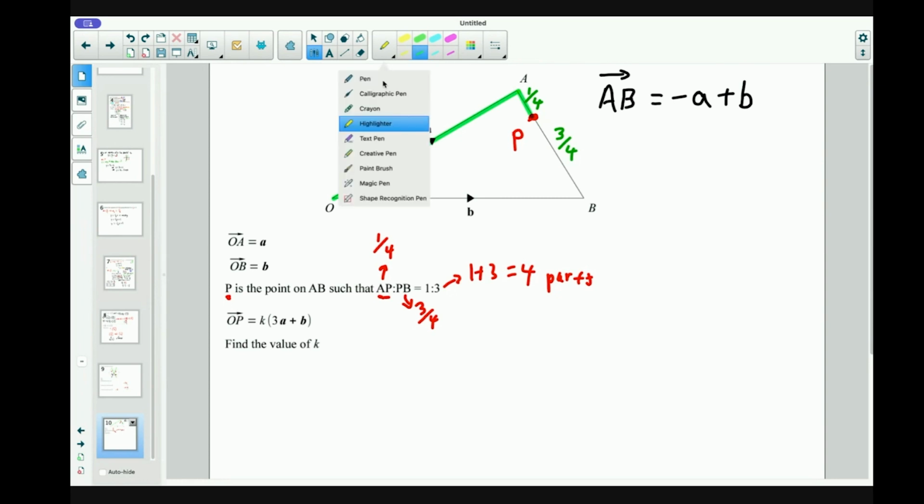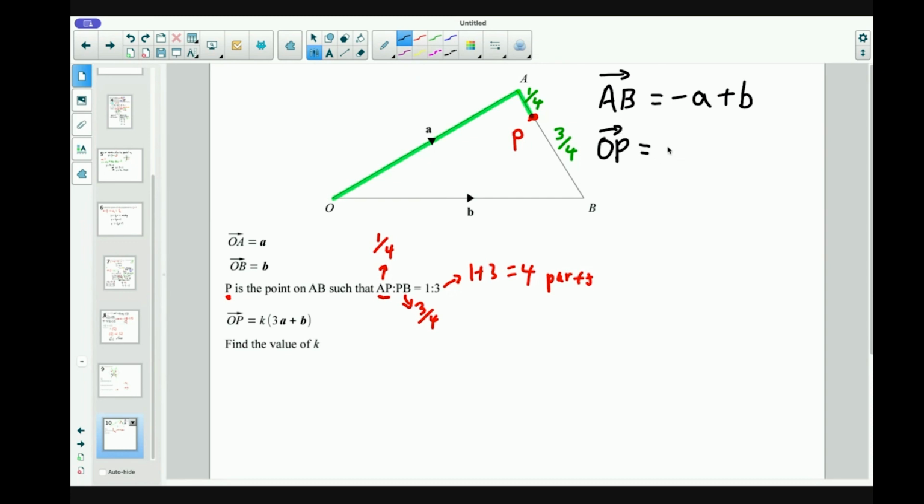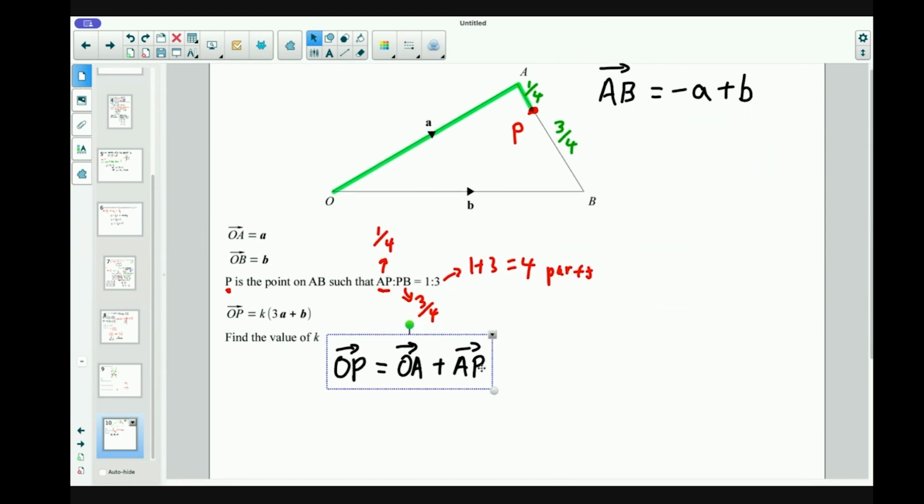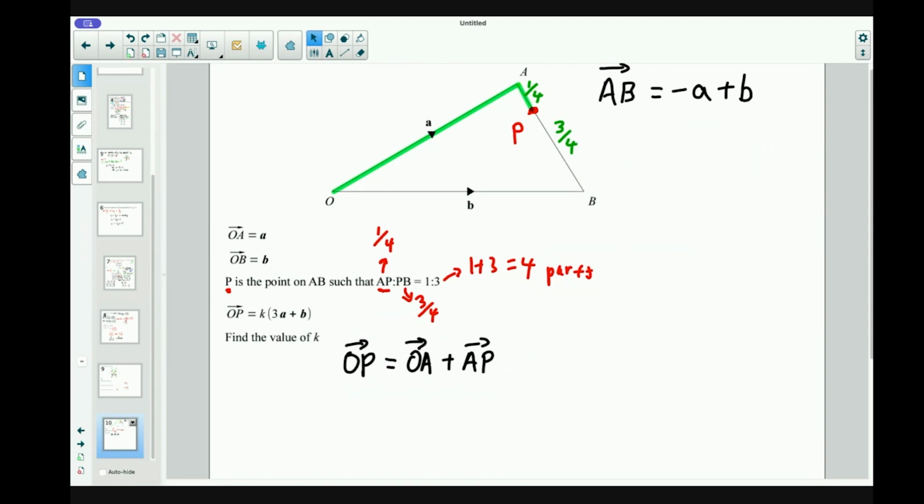So to show my work, I can say that O to P, so vector OP, is the same thing as vector OA plus vector AP. Okay, so vector OP is the same thing as OA plus vector AP. Are you feeling okay about that?